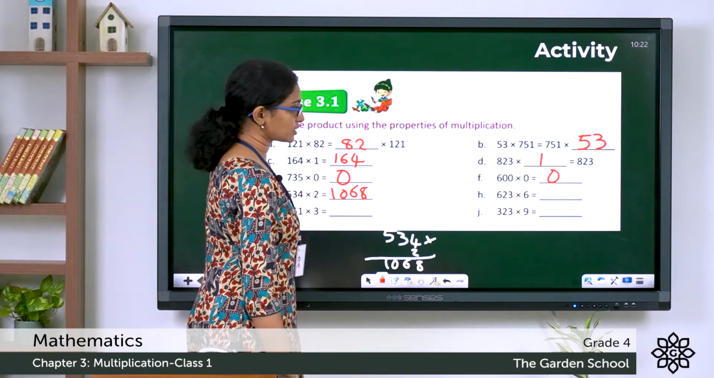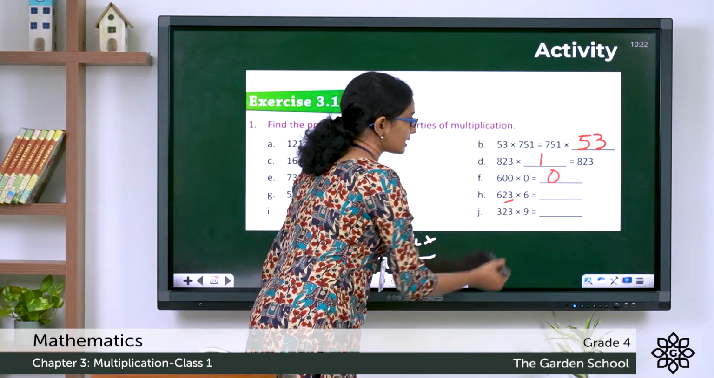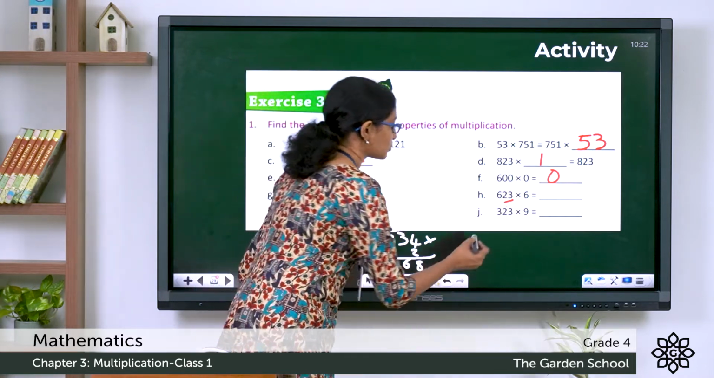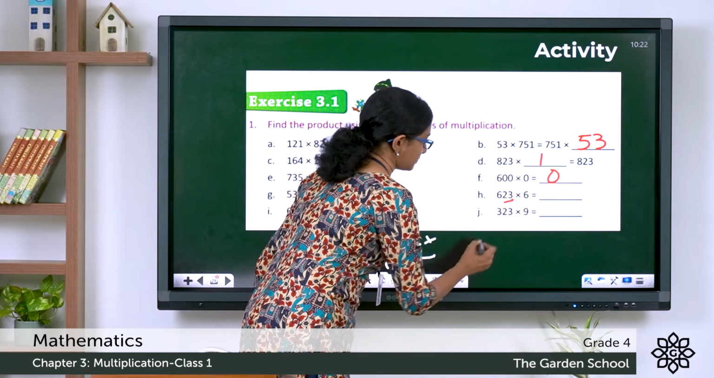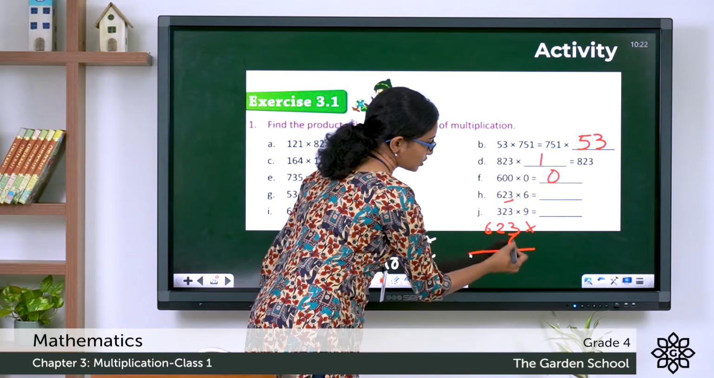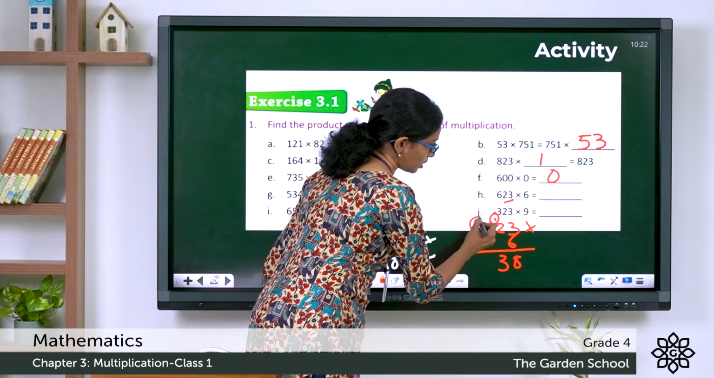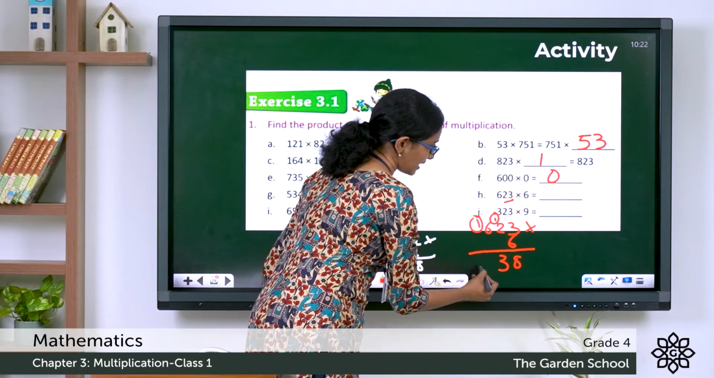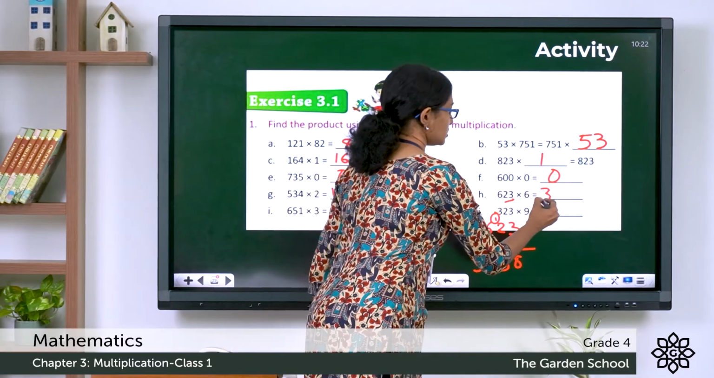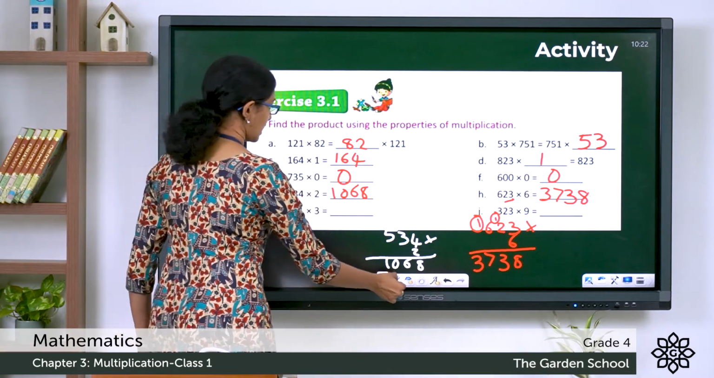Now, what about question H? It is 623 into 6. Here, it is an odd number and even number. Odd into even, the answer will always be even. So, let's do the multiplication. 623 into 6. 6 into 3, 18. Carry over 1. 6 into 2, 12 plus 1, 13. Carry over 1. 6 into 6, 36. Plus 1, it is 37. So, the product here is 3738.